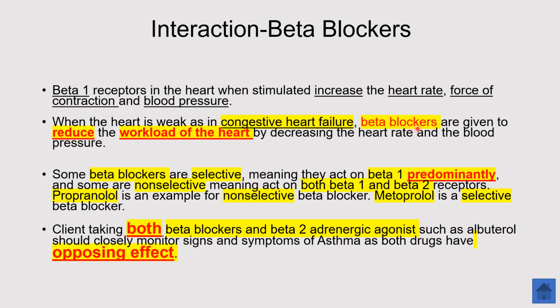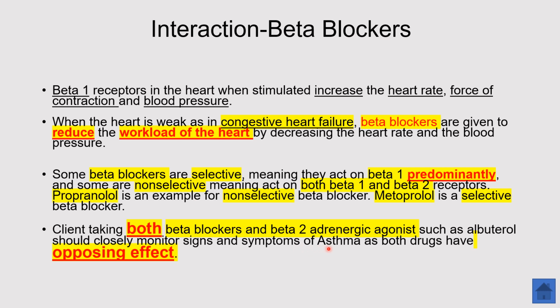So this is a beta blocker, and that's an agonist drug. So it's an agonist and an antagonist, and they kind of cancel out each other. It affects the treatment of the heart failure, and it also affects the treatment of the asthma. So when patients are taking both beta blockers and beta-2 agonists, they have to be monitored because their symptoms of asthma may not be well controlled.